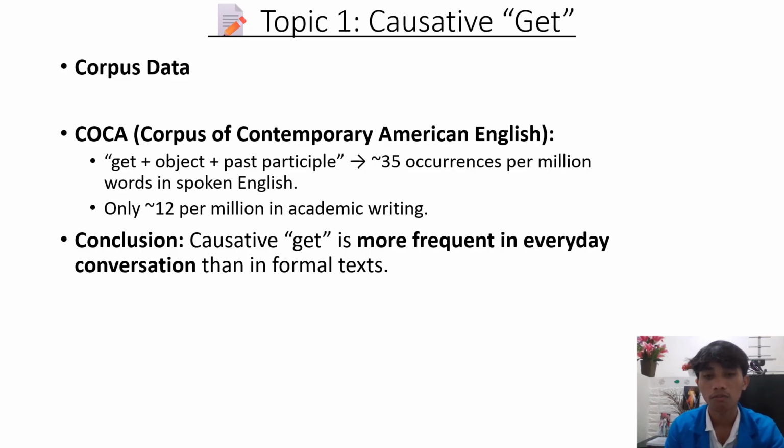To conclude, causative get is a productive structure used to show persuasion or arrangement. It has two main patterns: get plus object plus to infinitive and get plus object plus past participle. It is widely used in spoken English and appears often in media, making it an essential grammar structure to understand.